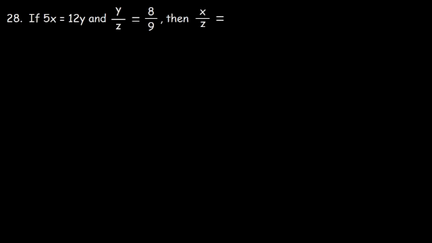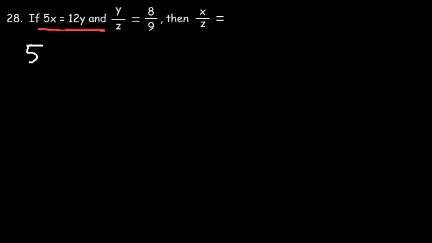28. If 5x is equal to 12y, and y over z is equal to 8 over 9, then x over z is equal to... So how can we do this problem? Well, what we need to do is we need to rearrange some variables. So we need an equation that has only x and z. So we need to remove y out of the equation. So in the first equation, let's solve for y.